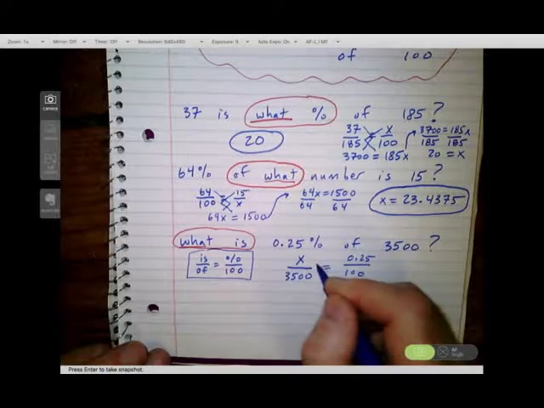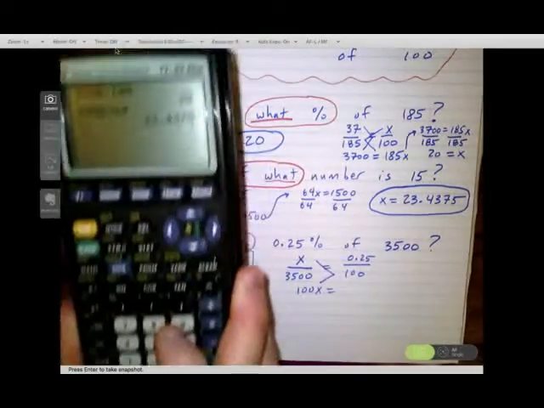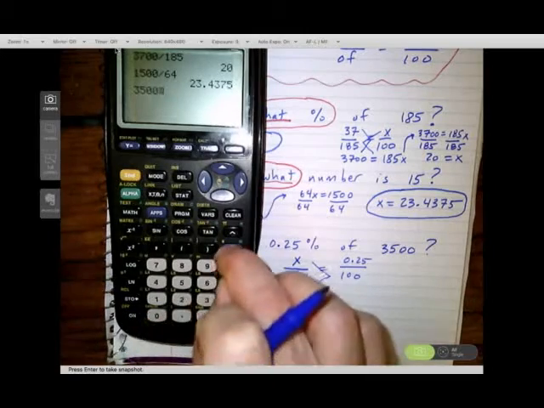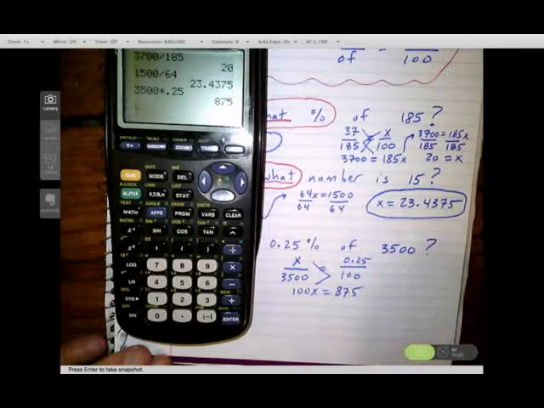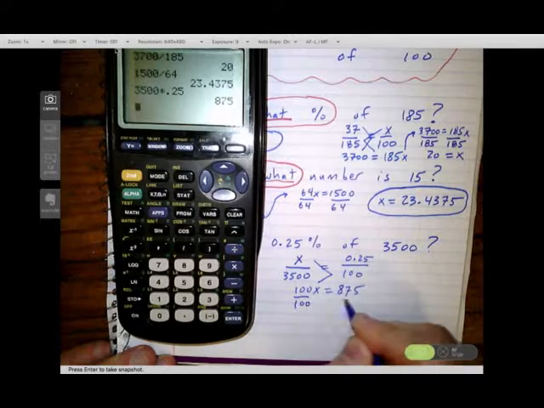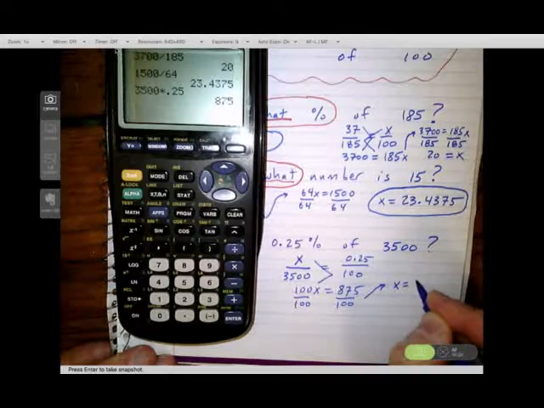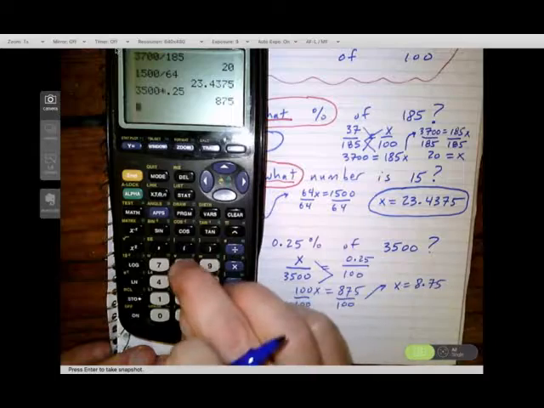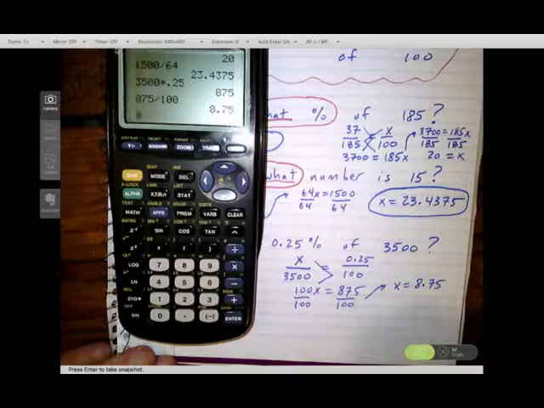Okay, so here we go. We're going to cross multiply. 100x equals, and I'm going to do that part on the calculator. So 3,500 times 0.25 equals 875. Okay, and so I'm going to solve now, divide by 100, and you get your answer, and the answer is x equals 8.75. When you divide by 100, you move the decimal 2 places to the left. To prove that I'm right, I will do it on here, and there it is, 8.75.